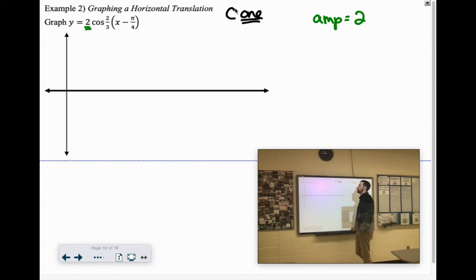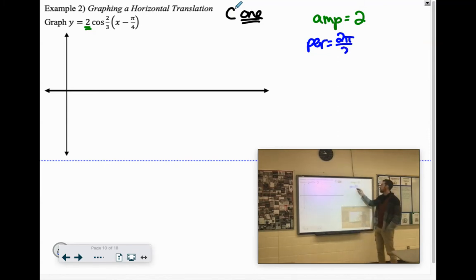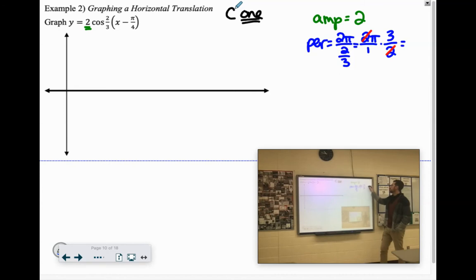I see this 2/3 behind the cosine, but before the x. That's affecting our period. So the period, remember, is always 2 pi divided by your b, which is right after the cosine. So we're going to be doing 2 pi divided by 2/3. Now, remember, when you're dividing by a fraction, you're multiplying by the reciprocal. So we're going to multiply by 3/2. So if we simplify, I see a 2 and a 2. So our period is 3 pi. So every 3 pi's, the cycle will repeat, and it'll look exactly the same.